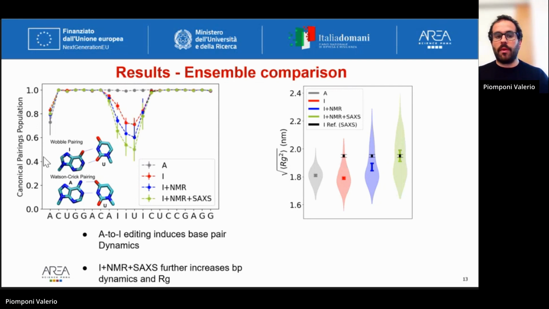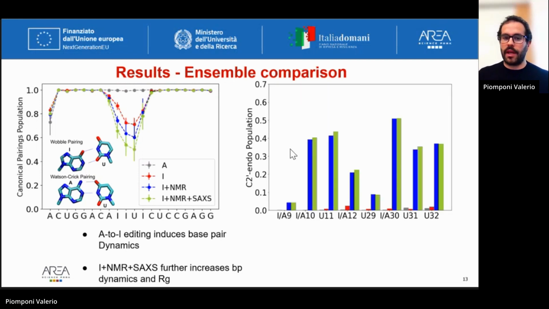The first plot shows the population of canonical pairings in the double strand. As you can see, the adenosine to inosine editing introduces flexibility and dynamic pairing in the central part of the helix. This evidence further increased when you also enforce experimental data. The second plot shows you the radius of gyration distribution. This black bar corresponds to the experimental value. As you can see, the red ensemble, the one of inosine, highly underestimates the experimental value. But if you enforce the NMR data, you're going in the right direction of improving this radius of gyration. And of course, you can enforce it by performing maximum entropy also on the SAXS data.